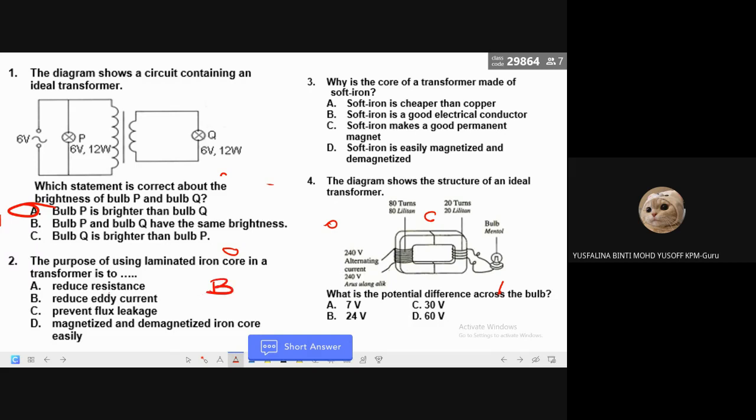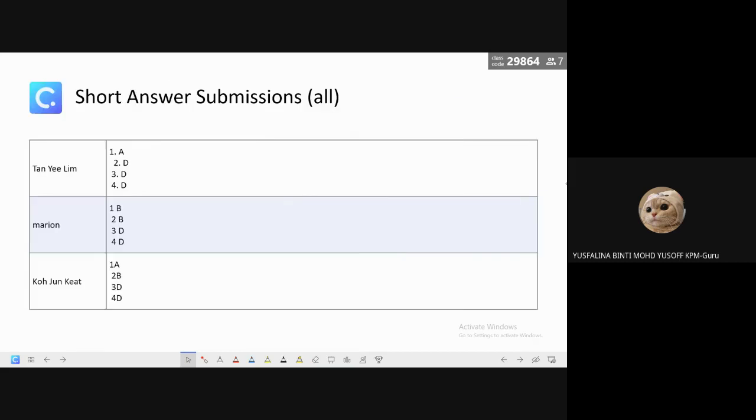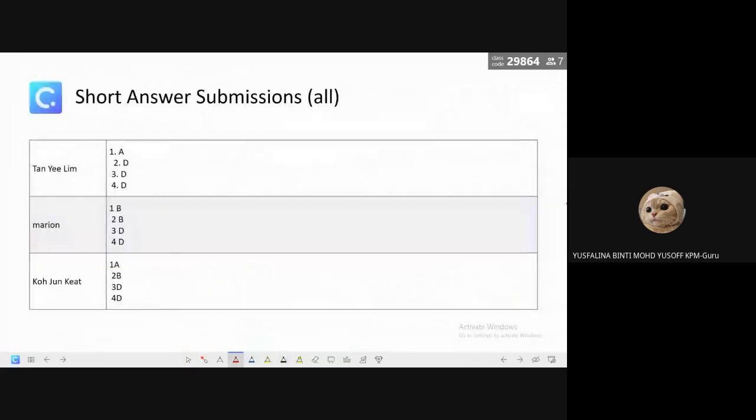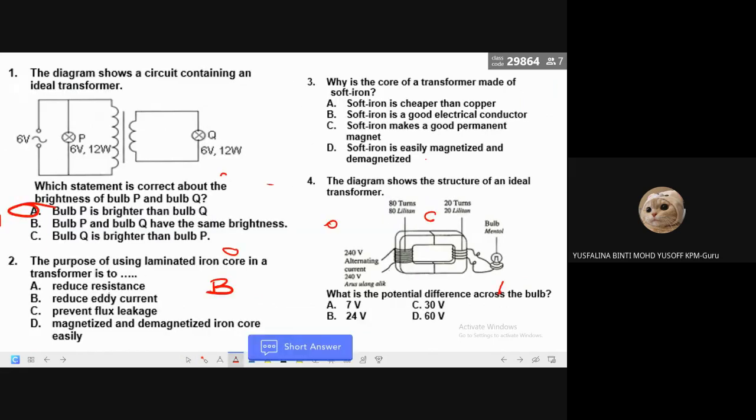Why is the core of a transformer made of soft iron? Soft iron is easy to magnetize and demagnetize. So the answer is D. I don't know what happened to my board. Okay, so this one the answer is D.